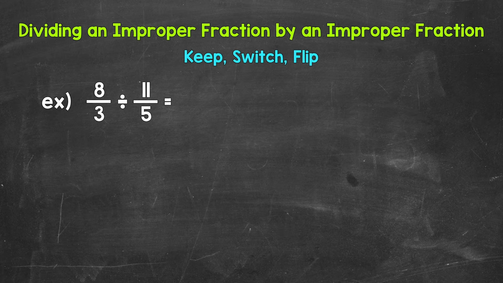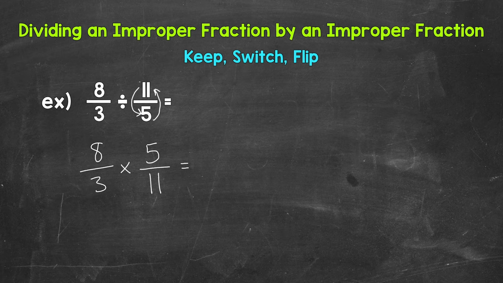Let's jump into our example where we have 8/3 divided by 11/5. So keep, switch, flip. So keep 8/3, switch to multiplication, and then flip 11/5. So 5 is now the numerator, and 11 is now the denominator. Now we can multiply straight across.